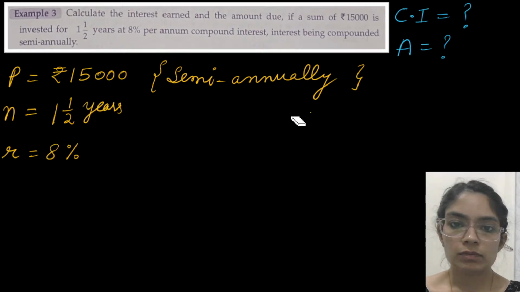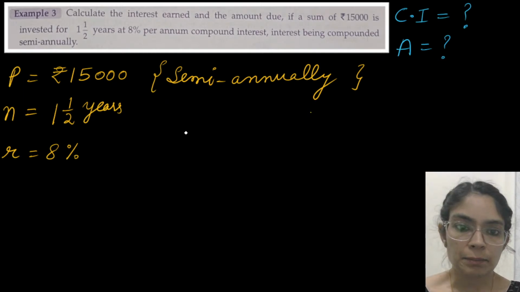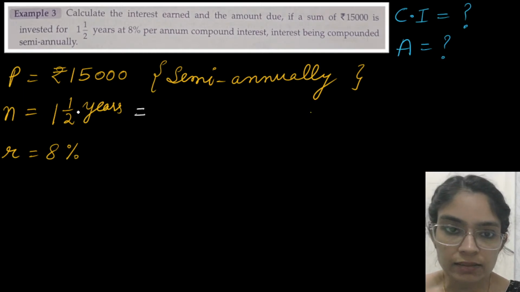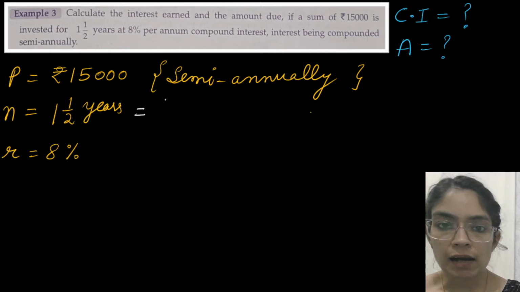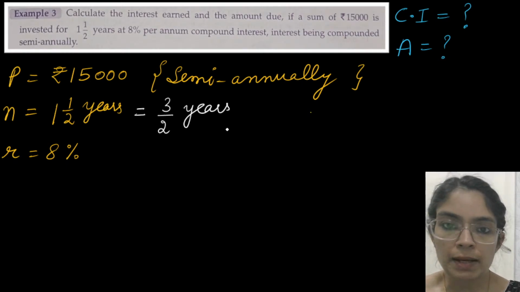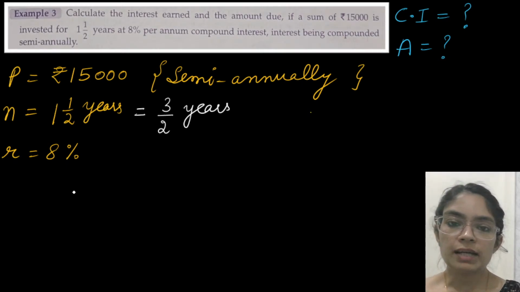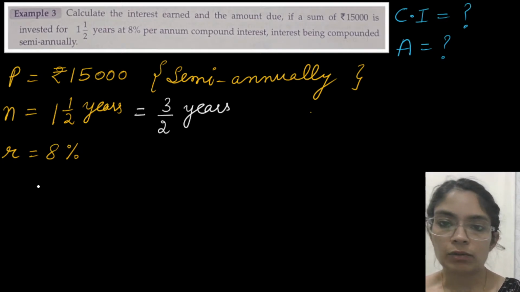So we have to find compound interest and amount. So 1.5 years we can change to a mixed fraction. 1.5 years, if I change it to a mixed fraction, it will become 3/2 years. So let it be 3/2 years only. So we have to use the formula of half yearly now. So first of all, I will find the amount.